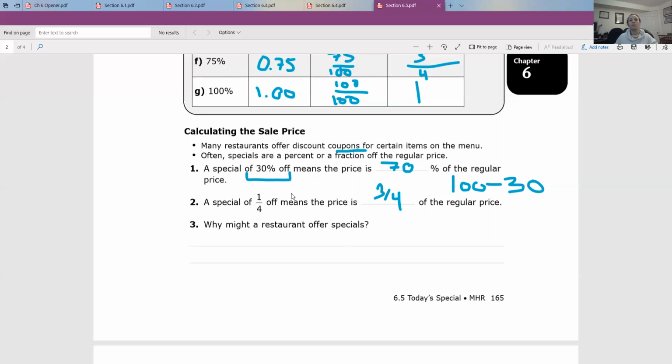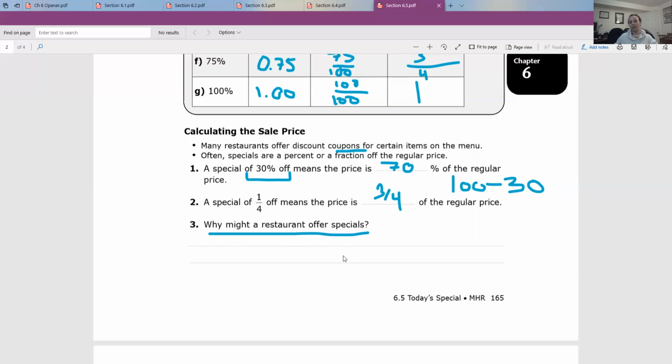So 4 minus 1 is 3. I'm only going to be paying for 3 out of the 4 parts of the item. So you pay for 3/4 of the item, okay? Again, this is fraction work. We could turn it into decimals, but I just kind of want you to be familiar with some of the regular fractions.